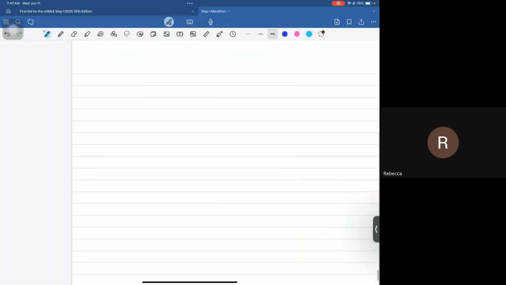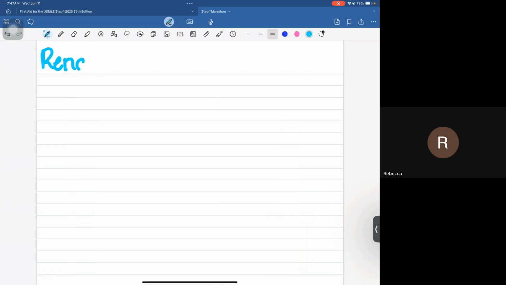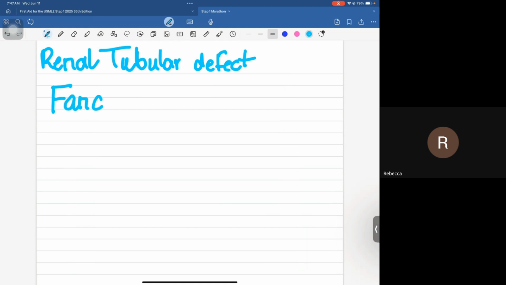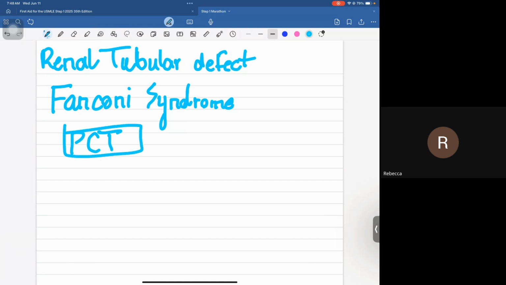The next topic that we are going to do is the renal tubular defects. We are going to do the renal tubular defects because these are related to these things. So the first renal tubular defect that we are going to do is Fanconi syndrome. What is Fanconi syndrome? Fanconi syndrome is pretty easy. What is going to happen in Fanconi syndrome is the proximal convoluted tubule is not going to work.